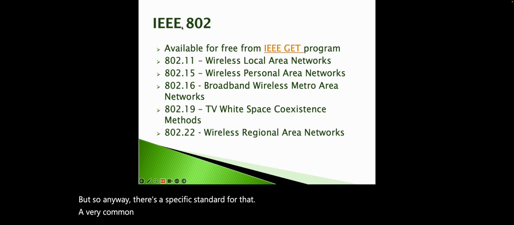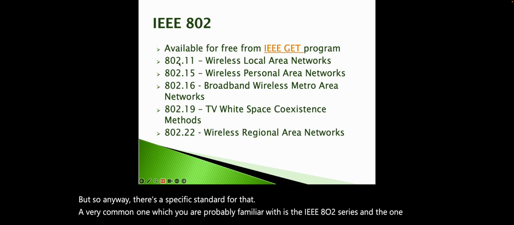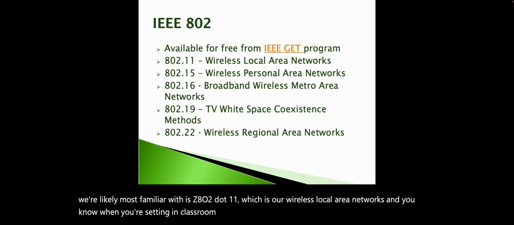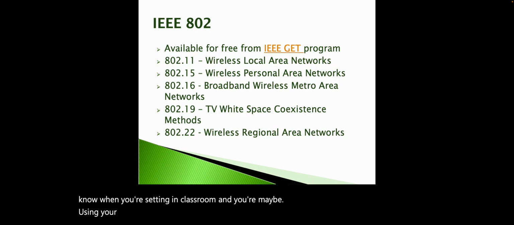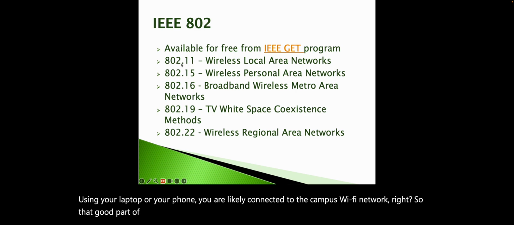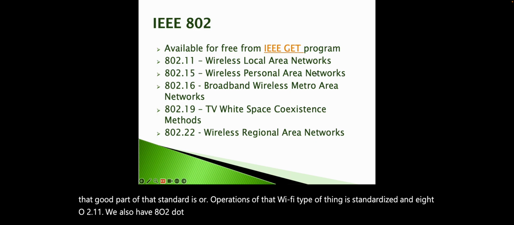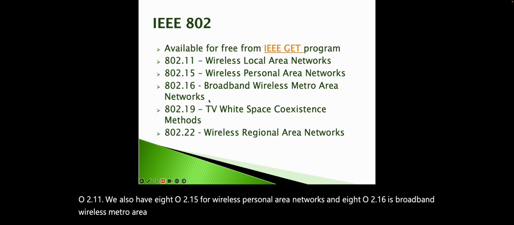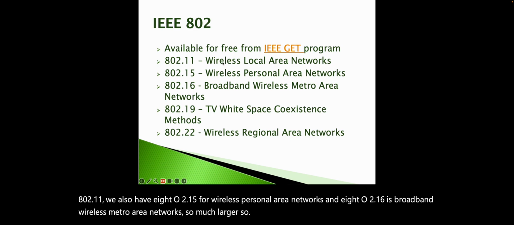A very common one, which you are probably familiar with, is the IEEE 802 series. And the one that we're likely most familiar with is the 802.11, which is our wireless local area networks. And when you're sitting in a classroom and you're maybe using your laptop or your phone, you are likely connected to the campus Wi-Fi network, right? So a good part of the operations of that Wi-Fi is standardized in 802.11. We also have 802.15 for wireless personal area networks, and 802.16 is broadband wireless metro area networks. So much larger. So this would kind of be like the mama bear.